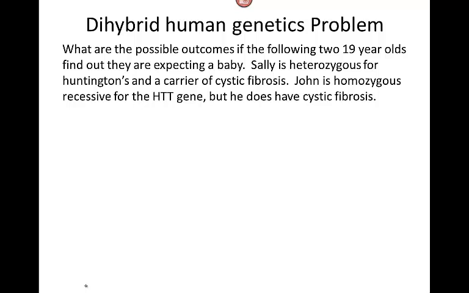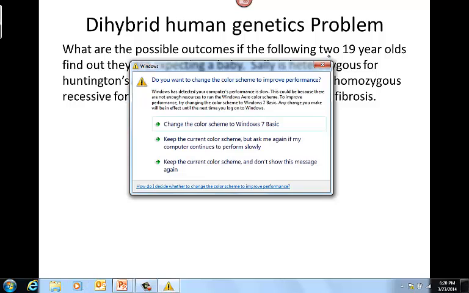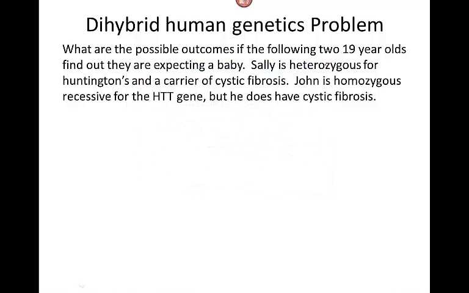So here we are at our dihybrid human genetics problem. What are the possible outcomes if the following two 19-year-olds find out that they are expecting a baby? Sally is heterozygous for Huntington's disease and a carrier for cystic fibrosis. John is homozygous recessive for the HTT gene, but he does have cystic fibrosis. So what alleles shall we use?